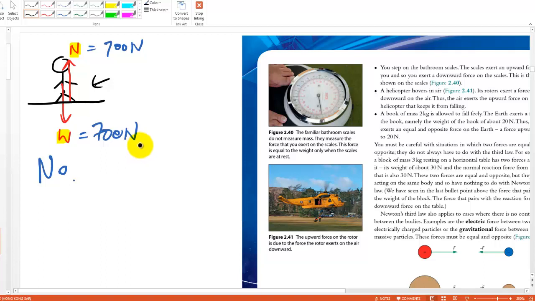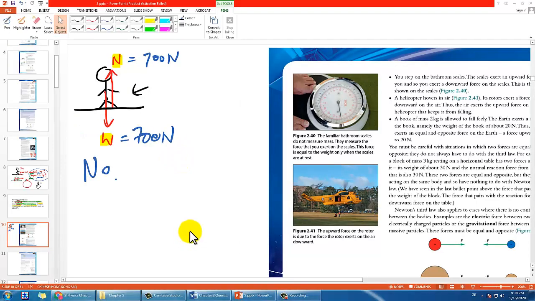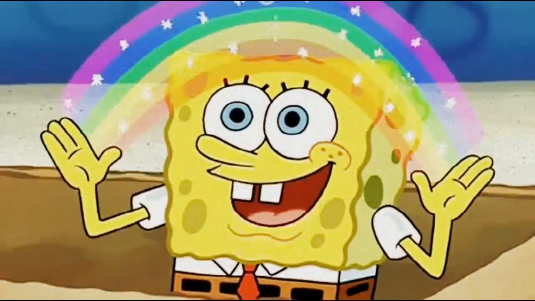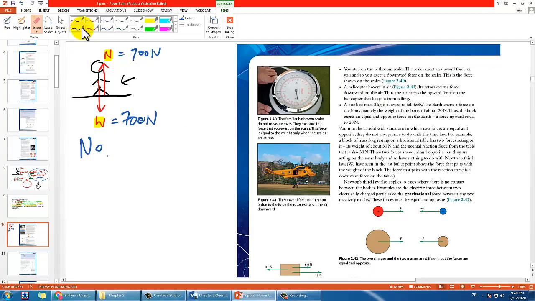So let me ask you, what are the individual pairs then? Pause the video, think about it, and continue afterwards. Just like the previous example, what we have to think about is, what is the other object that is related to the force other than this person?